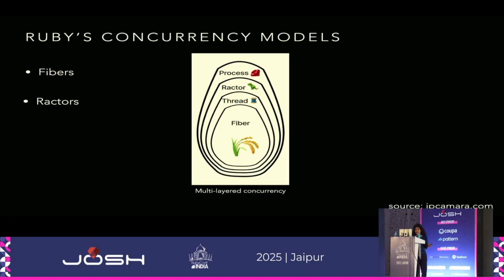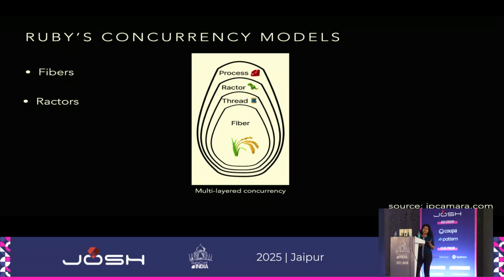In Ruby, there are a few different models for managing concurrency. Each one has trade-offs in terms of scheduling, isolation, performance, and complexity. We have threads, fibers, processes, and reactors. Everybody knows processes and threads, I believe. Show of hands for who knows processes and threads. Okay, I see a pretty good number.